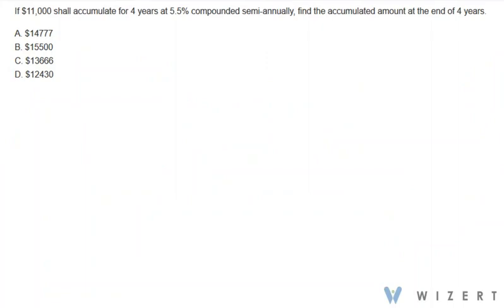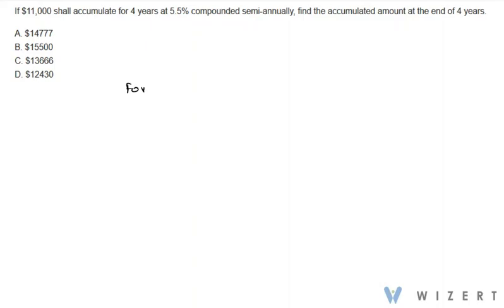We have this question here. If $11,000 shall accumulate for 4 years at 5.5% per annum rate, compounded semi-annually, find the accumulated amount at the end of 4 years.